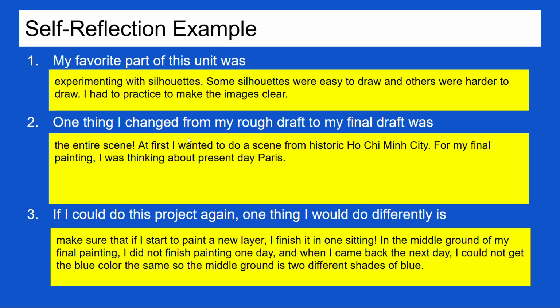And then there's a self-reflection. I want you to talk about your favorite part of this unit, one thing you changed from your rough draft sketch to your final painting, some artistic choices that you made along the way, modifications. And if you could do this project again, one thing that you would do differently is maybe something you wished you hadn't done, or something you wished you'd added to your final painting. Explain that in a few sentences.